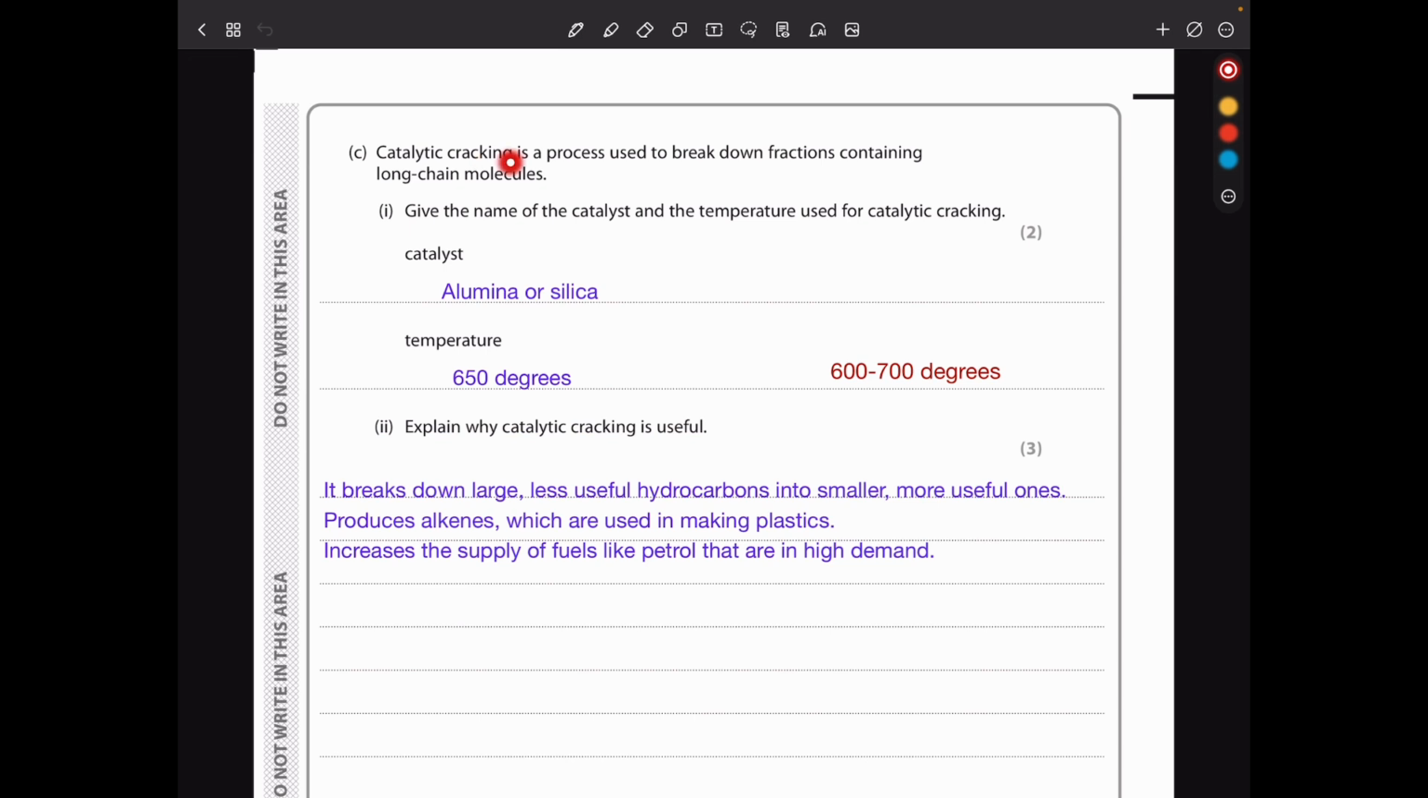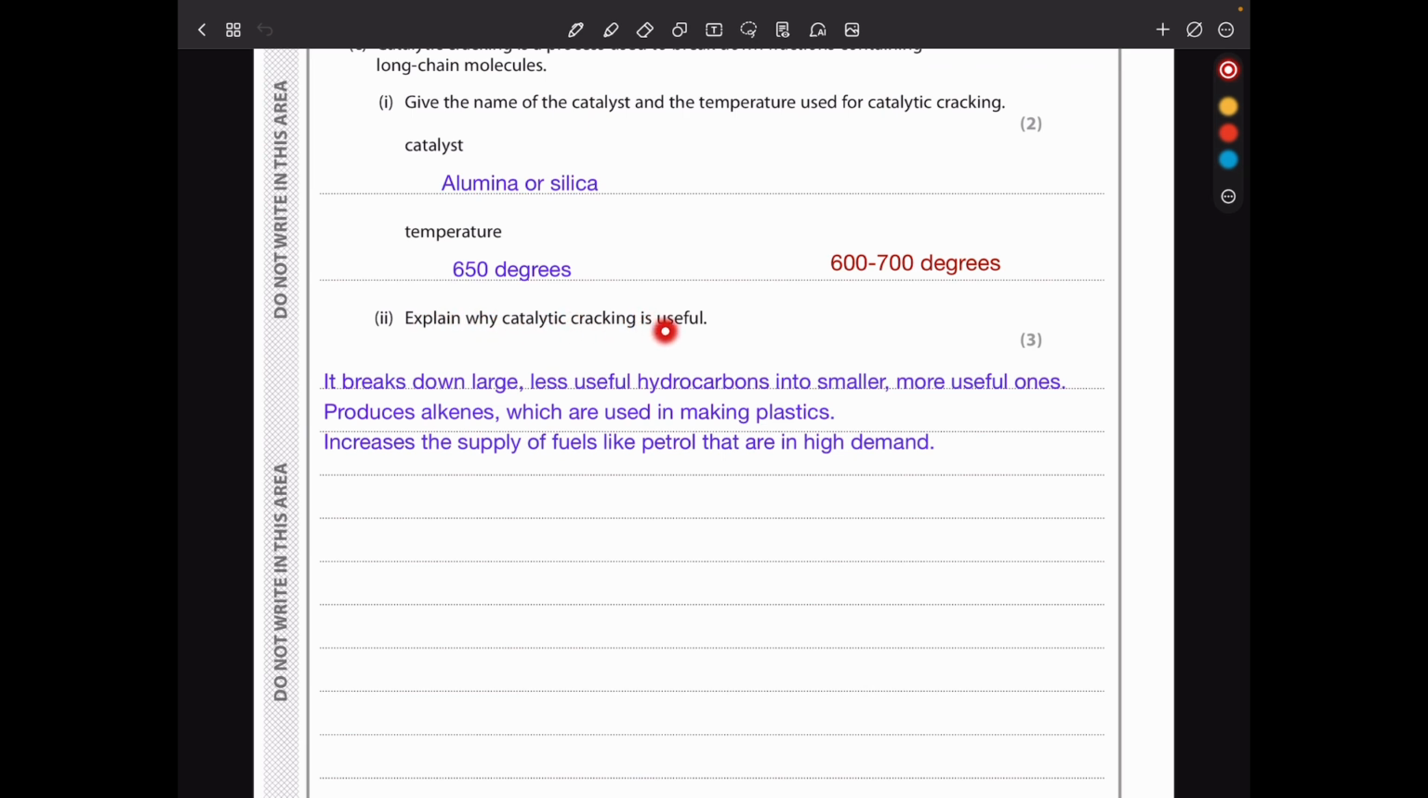In part C, catalytic cracking is a process used to break down fractions containing long chain molecules. Give the name of the catalyst and the temperature used for catalytic cracking. The catalyst, alumina or silica. The temperature range about 600 to 700 degrees, but you could do about 650 degrees within this range.